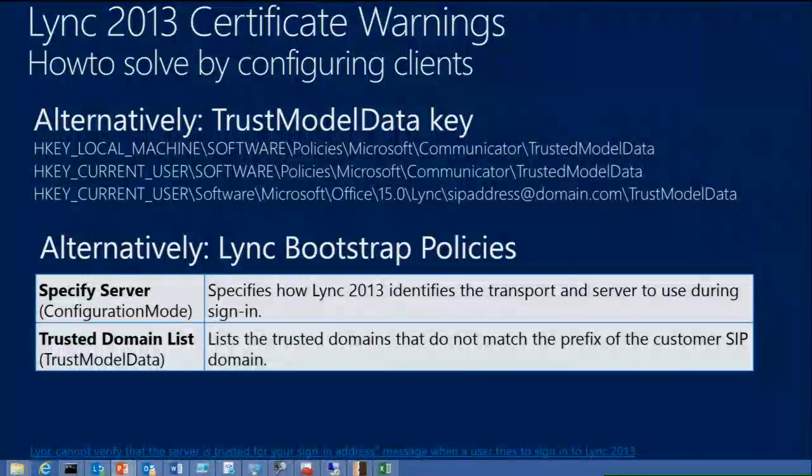So there is an alternative way. We have bootstrap policies, which essentially are also GPO policies, where you can say, we have the trusted domain list here. This is essentially the TrustModelData key. Or you say, we specify the server to connect to. If we specify the server to connect to, then we do a manual configuration style. It does not pop up certificate issues. But still, you have to configure this.